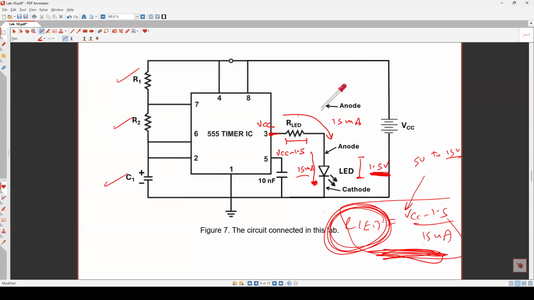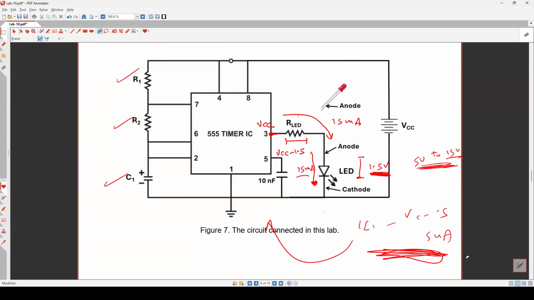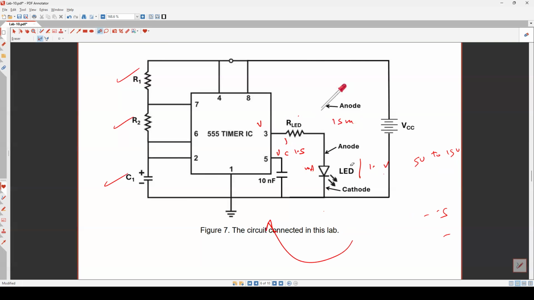But what I'm saying, as long as I have the choice, try to select some value that can result in our LED that you already have in your kit or is easy to get. Anyway, as you see here, guys, in the lab, what you have to do again in the pre-lab, based on what I explained, you have to design R1, find a value for R2, find a value for C1, and find a value for RLED, okay?